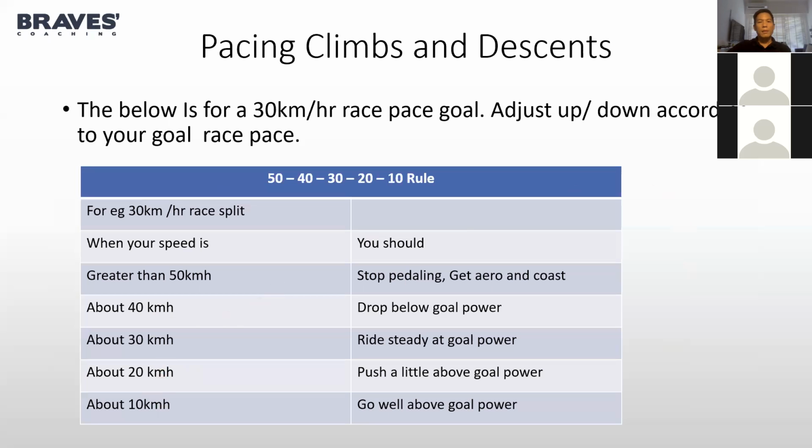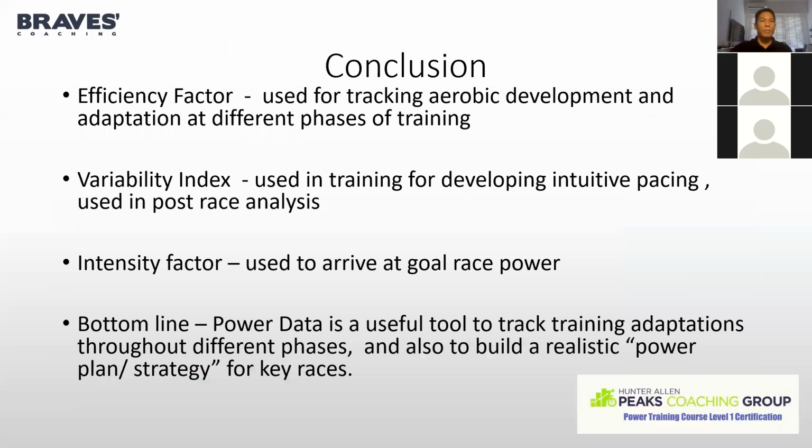Okay, so that kind of wraps it up. Sorry, today was just a little bit all over the place, but I hope you understood what we're trying to get at. Firstly, power data is useful if you look at it and analyze it. Efficiency factor is used for tracking aerobic development and adaptation at different phases of training. That's normalized power over your heart rate, right? How much power you're putting out for a given intensity, okay?